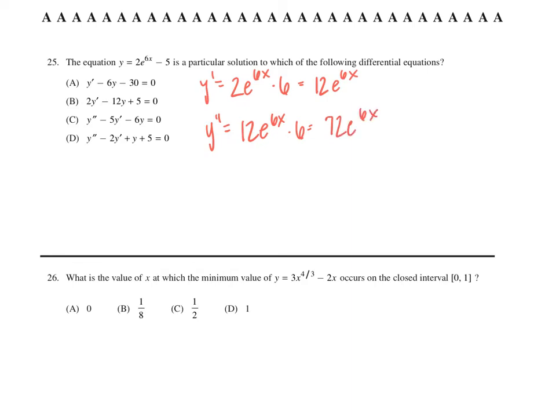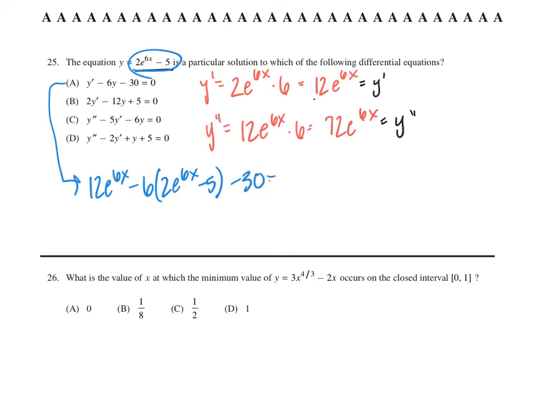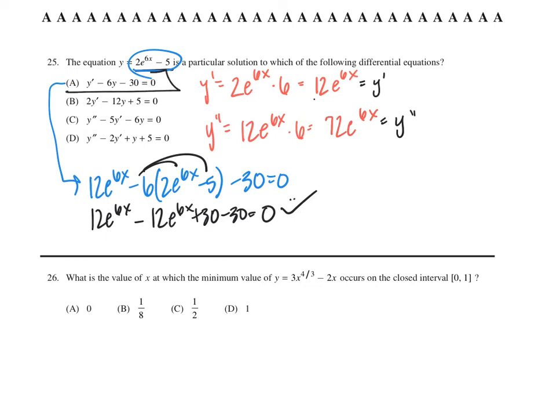And all it wants us to do is plug in this for y prime, this for y double prime, this for y, and see which of these equals 0 in the different equations that they got us. Let's start with the first one. My y prime is 12e to the 6x minus 6 times my y, in this case 2e to the 6x minus 5, minus 30 needs to be equal to 0. Well, I'd have a 12e to the 6x minus 12e to the 6x, good start, plus 30 minus 30. Love it when the first one's my answer. We got A to work.